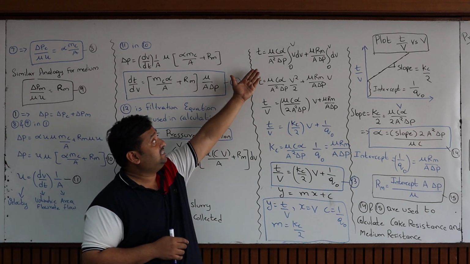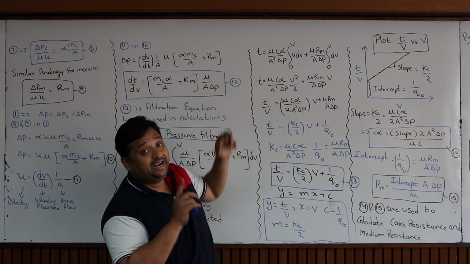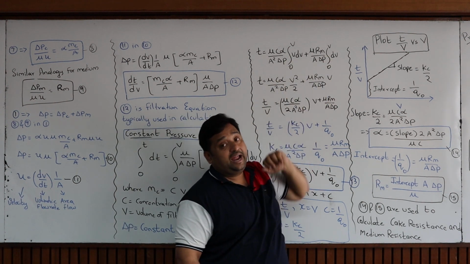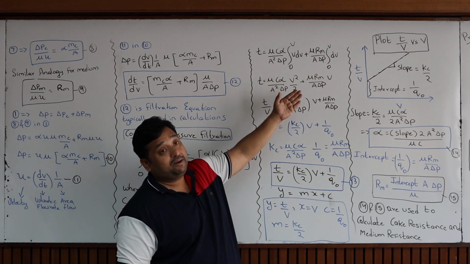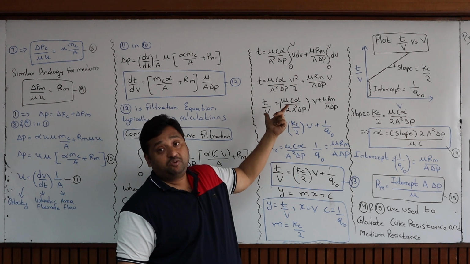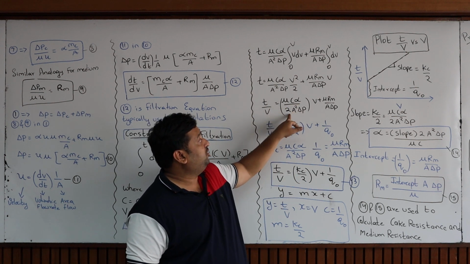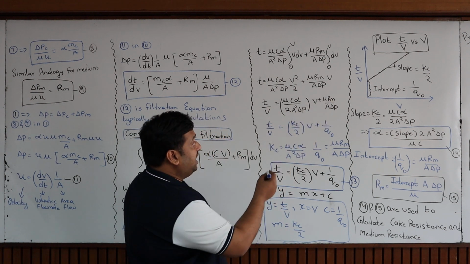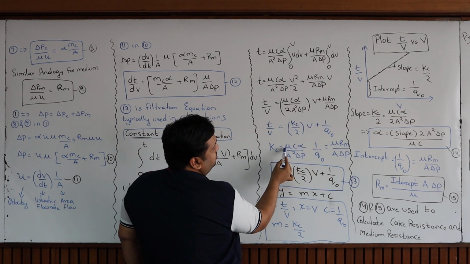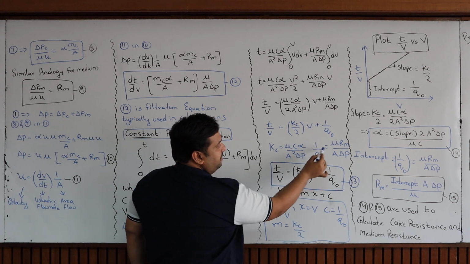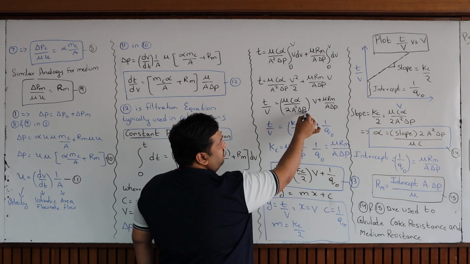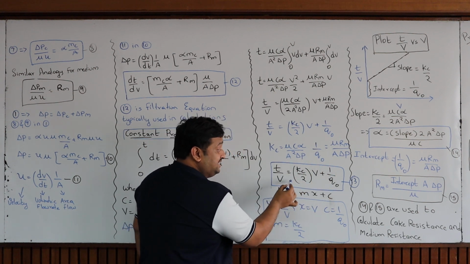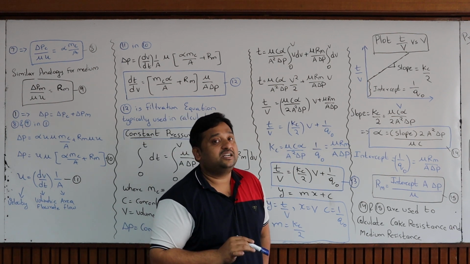Now let us integrate. Integral 0 to t of dt is t. Here we have integral 0 to V of V dV and integral 0 to V of dV. If you apply the integration and rearrange, you get t by V equal to mu C alpha by 2 A square delta P into V plus mu Rm by A delta P. If you keep mu C alpha by A square delta P as Kc, and mu Rm by A delta P as 1 by Q0, you get t by V equal to Kc by 2 into V plus 1 by Q0. This is the equation popularly used for constant pressure filtration setups.